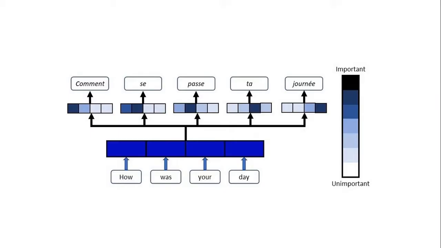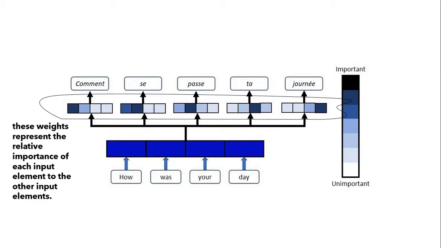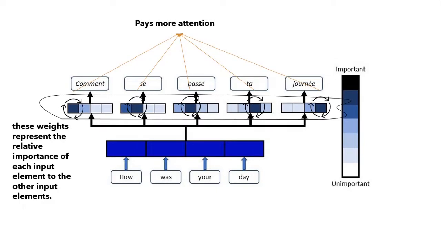So by the same means, in deep learning, we assign an attention weight to each of our inputs, and these weights represent the relative importance of each input element to the other input elements. This way, we guide our model to pay greater attention to particular inputs that are more critical for performing the task at hand. So guys, let's have a look at why and when this attention mechanism needs to be implemented in deep learning.